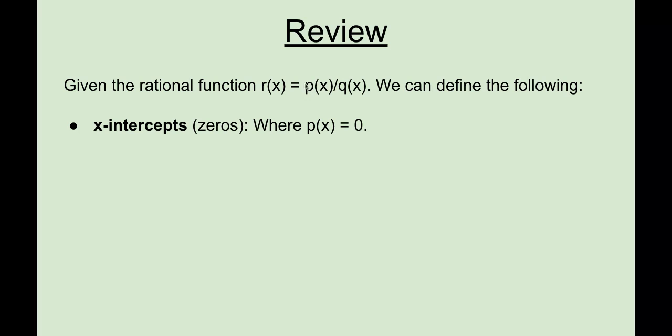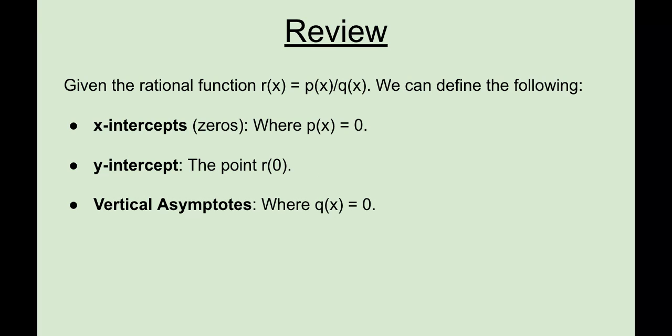X-intercepts are when the numerator is 0, right? And those are zeros as well. So I just set the numerator, whatever the equation is, equal to 0 and solve for x. Okay, Y-intercepts are when x is 0, right? That's just a general definition. It doesn't have anything to do with rational functions, but it still applies here. So set x equal to 0 and then figure out what the y value is.